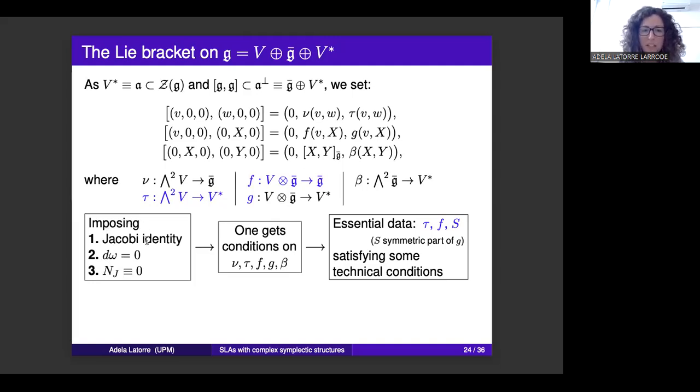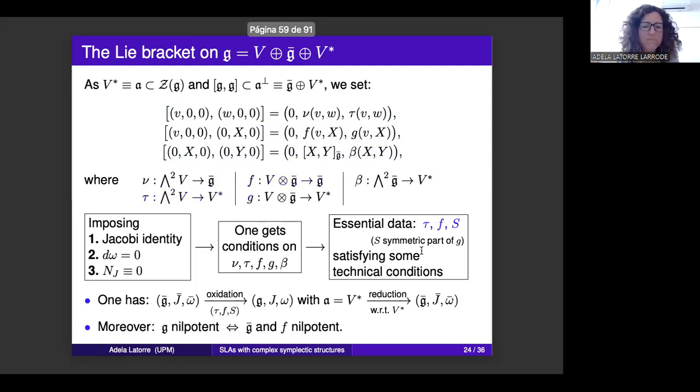And imposing these conditions, one gets some technical conditions on these maps here. And one realizes that the essential data is given by the terms in blue, namely tau, f, and not even J, but the symmetric part of it. I'm not showing the technical conditions because they are very technical, but at least I hope you get an idea. And one can check that these oxidation and reduction procedures agree. And indeed, one can check that to get a nilpotent Lie algebra, one has to start from a nilpotent Lie algebra and construct F in such a way that the associated matrix is nilpotent.